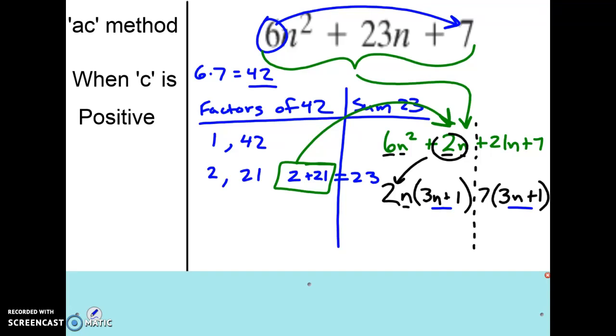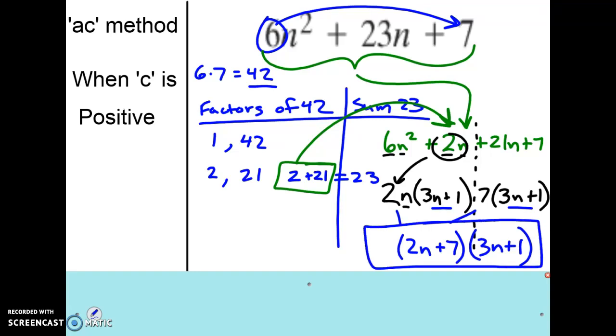And then we just have to write this in factored form. One of the factors is 2n plus 7. Those are the terms that we factored out. And then the other one is just the one that repeats, so we have 3n plus 1. So this would be your expression written in factored form. And this is obviously the first step in solving quadratic equations.